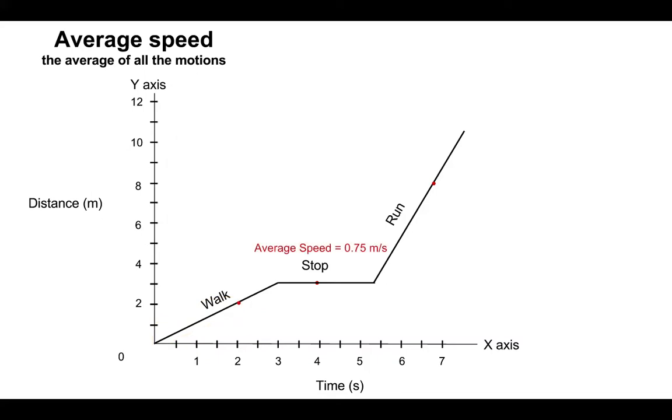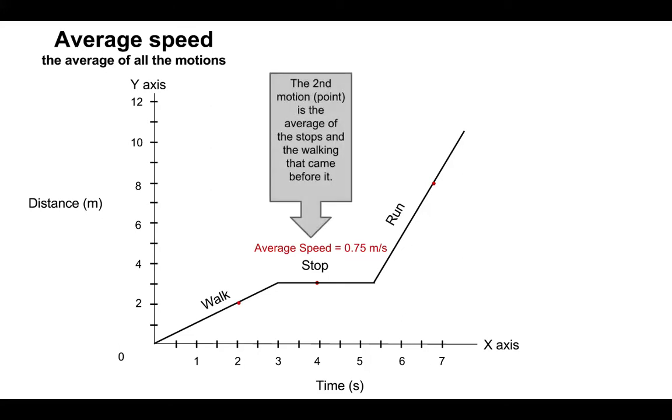Let's see what happened with the stop. The average speed was 0.75 meters per second. That's because the second motion point takes into consideration everything that came before it. So everything in that red line, or that red circle, whatever you want to call it, is all the data that came before it, all the motion. So you have walks in there, you have some stops before you get to this point. So it's an average. You add up all of those points, the infinite number of points between 0 and the stop point here, and you're going to end up with the average between them, which happens to be 0.75.